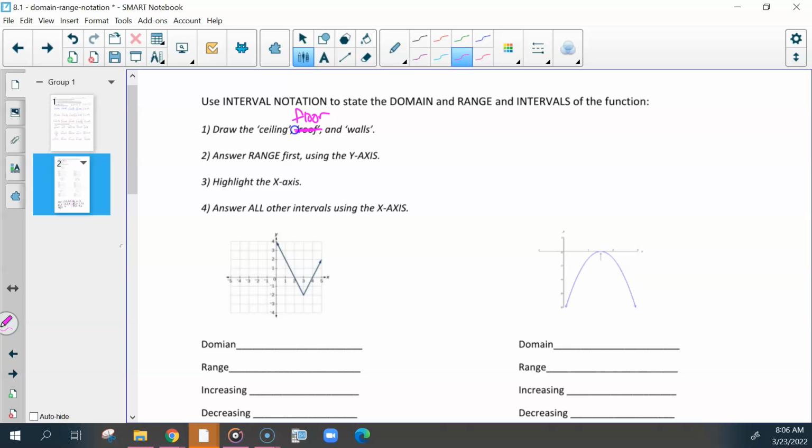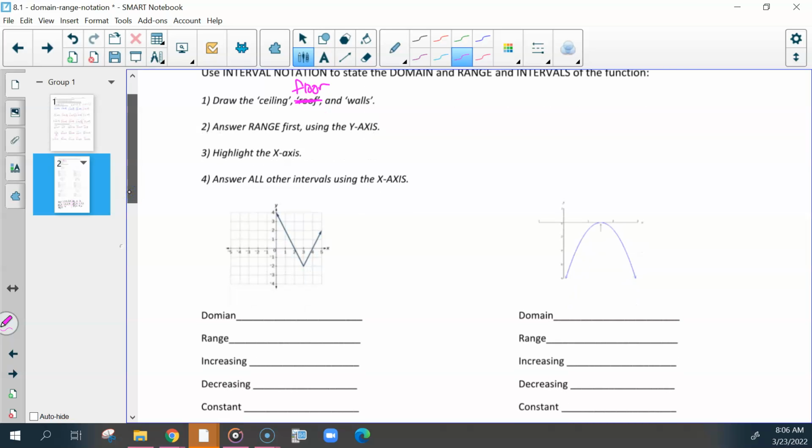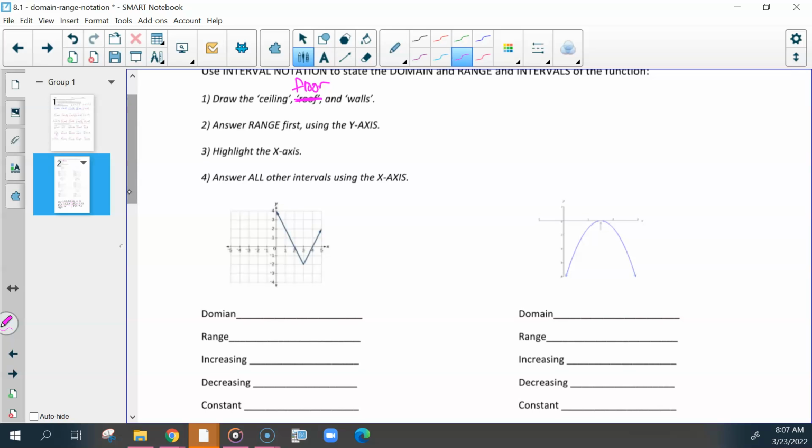So when it says these things, it's talking about your ceiling, which would be your highest point that your graph does not go past. Your floor would be your lowest point that your graph does not go past. The walls would be the furthest point left and right that it does not go past. So if you have any of those, I would draw those in. You can label them, you don't need to. So like for this first one, I can say this has a floor.